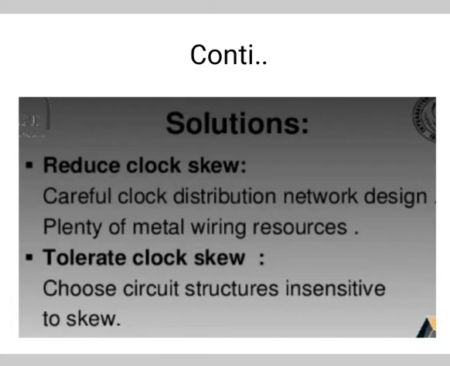Now what are the solutions for clock skew? The first is to reduce the clock skew, that is careful clock distribution network design with plenty of metal wiring resources, and tolerate clock skew, that is choose circuit structure insensitive to skew.